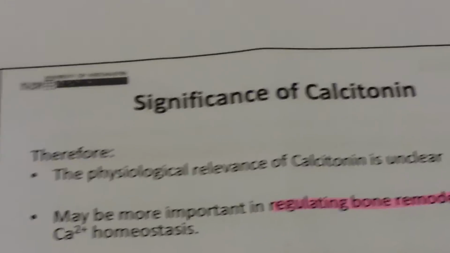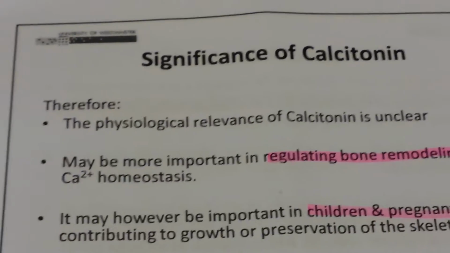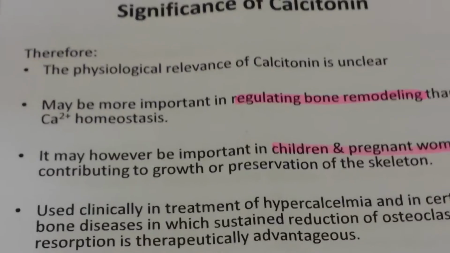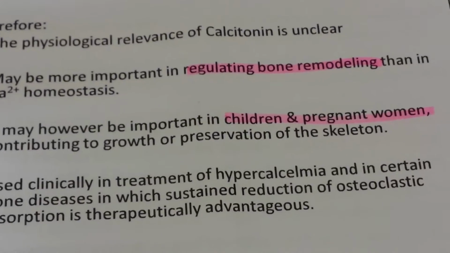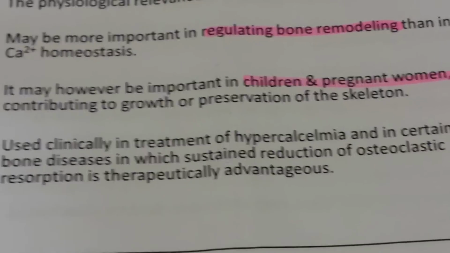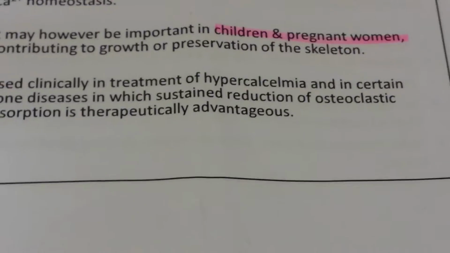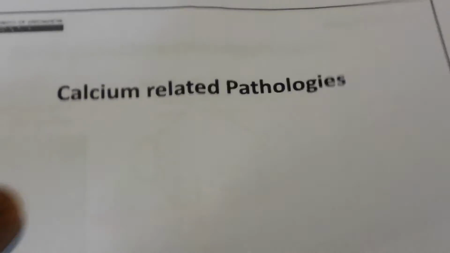Significance of calcitonin. Therefore, the physiological relevance of calcitonin is unclear. It may be more important in regulating bone remodeling than in Ca2+ homeostasis. It may however be important in children and pregnant women, contributing to growth or preservation of the skeleton, and is used clinically for treatment of hypercalcemia and in certain bone diseases in which sustained reduction of osteoclastic resorption is therapeutically advantageous.